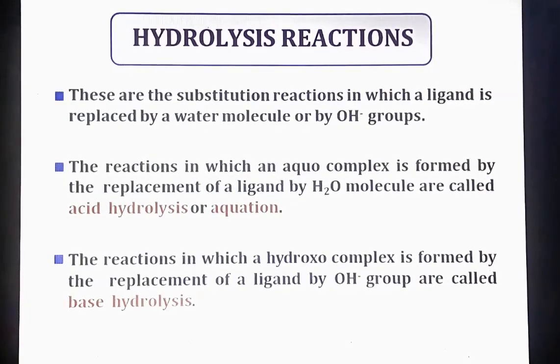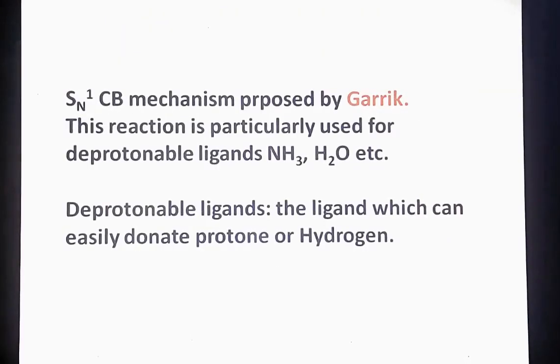Since we have to learn base hydrolysis of octahedral complexes, which is based on the SN1CB mechanism, which was proposed by Garrick. This reaction is particularly used for deprotonable ligands like NH3 and H2O. So what is the meaning of deprotonable ligands? Deprotonable ligands are the ligands which can easily donate a proton or hydrogen.